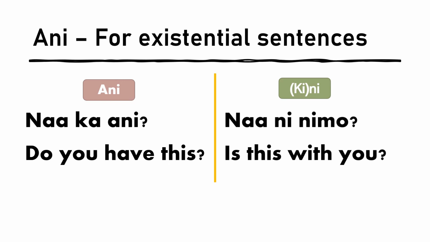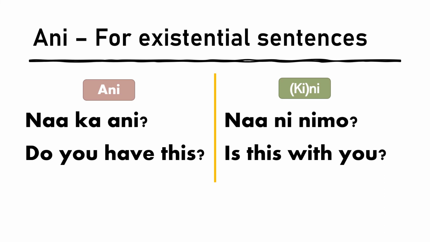Now let's go to another example using ni in existential sentences. Our example here is naa ni nimo. You don't put nimo right after naa. It actually sounds not right. Naa nimo ni. Some locals may do, but putting ni right after naa is more correct. Naa ni nimo. Nimo means you. Ni is a short form of this. When you say naa ni nimo, it means is this with you? It doesn't show ownership actually.